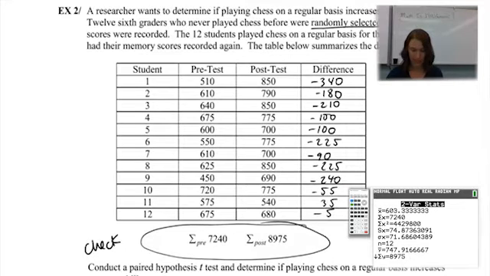And the sum of the Y's is 8975, which again matches the information. So this is just to check to make sure you've done it right. If it doesn't give you that information, just go back through it really quick and check to make sure you got those.